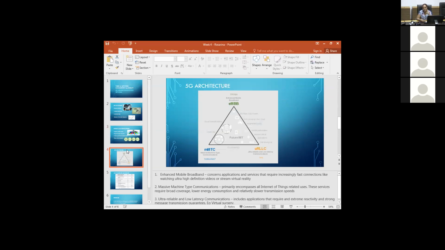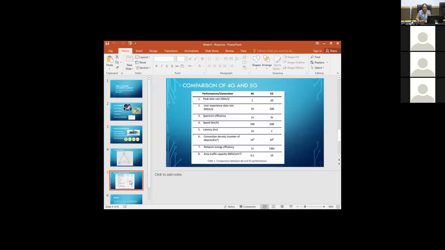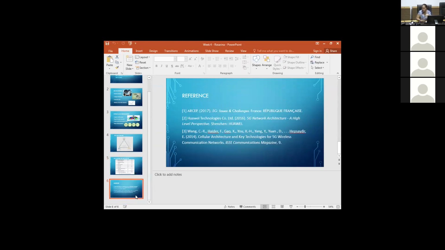I really like that URLLC. So that was the 5G architecture, and I thought to highlight the comparison, but then I also saw that a lot of my colleagues here also did comparison. So I think everyone's very familiar with the difference from 4G to 5G. So I hope that was very informative for everyone.